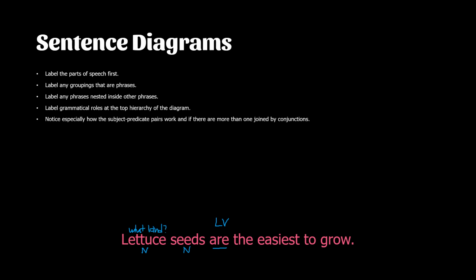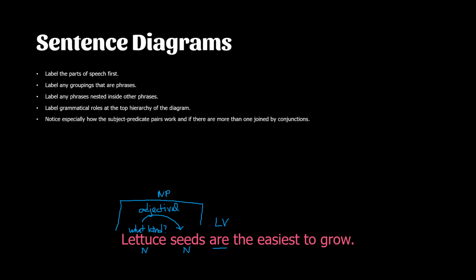So when you have a noun that's answering the question, what kind of, this is describing the seeds. So this is actually an adjectival function. It's a noun pretending to be an adjective to describe what kind of seeds we're talking about. So as a group, this is our noun phrase.